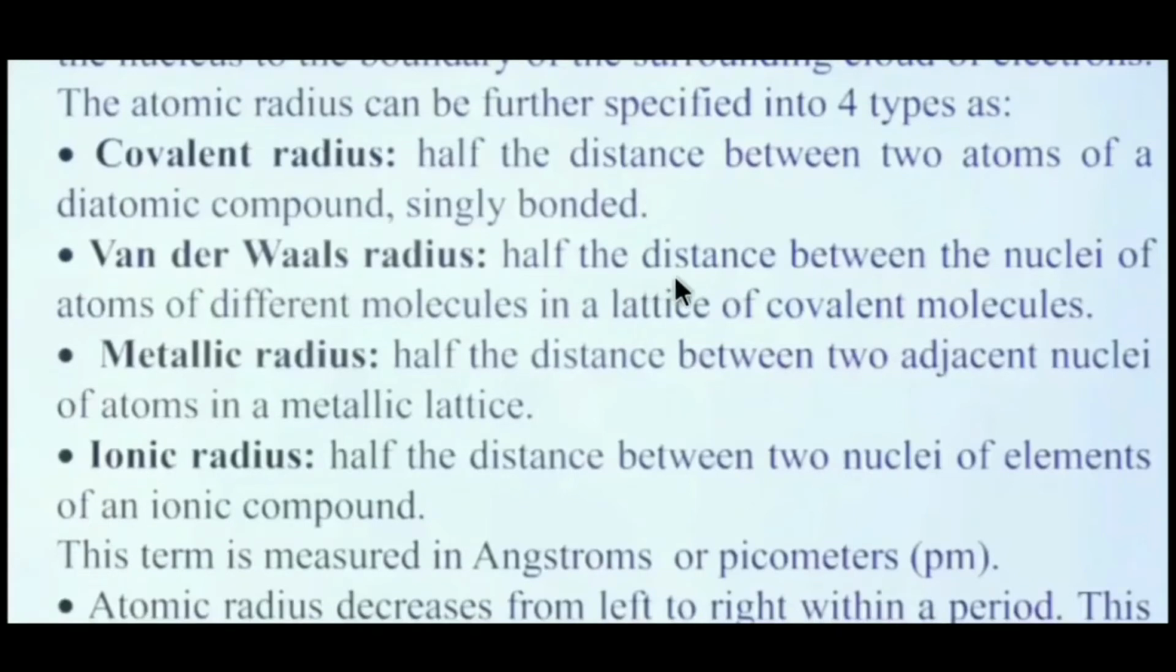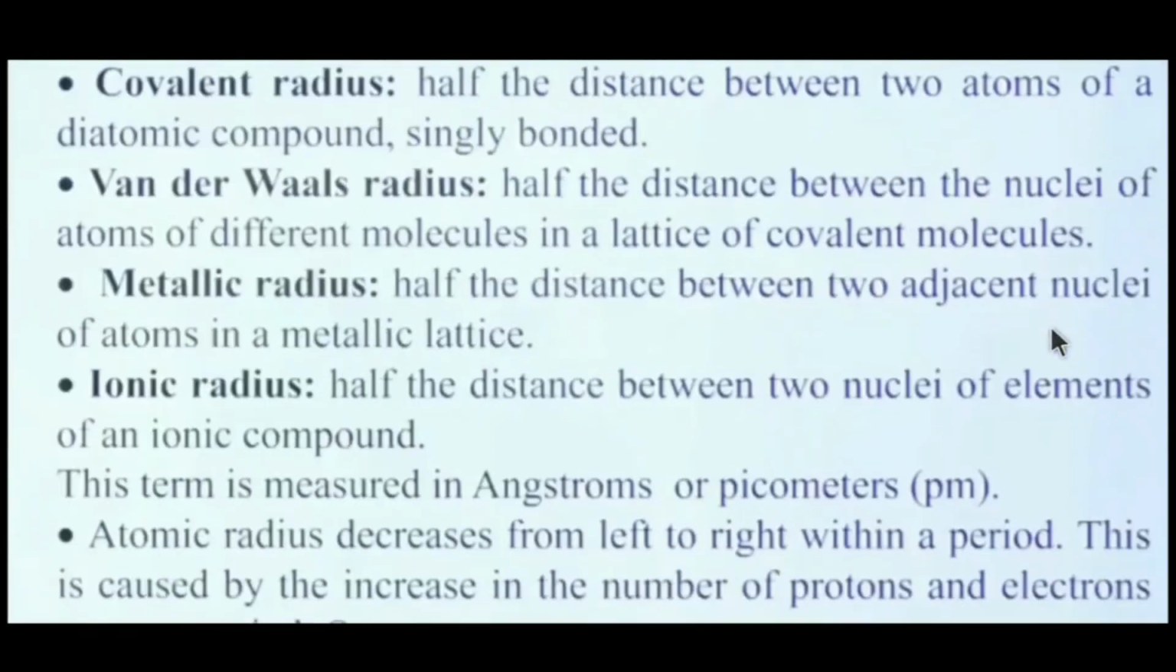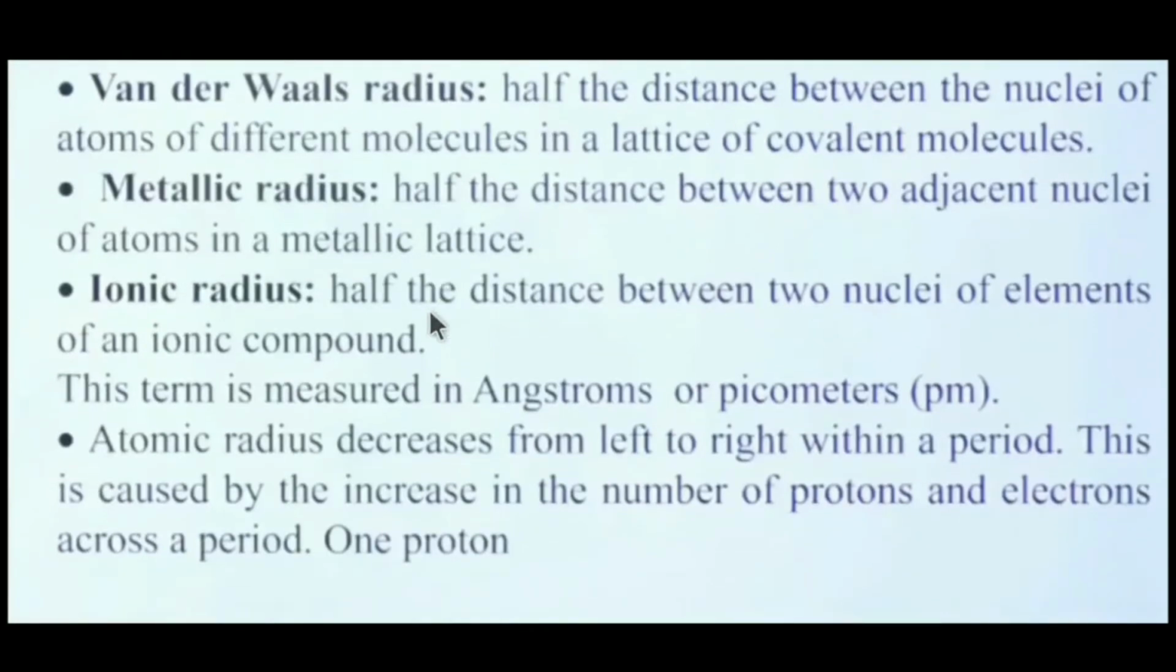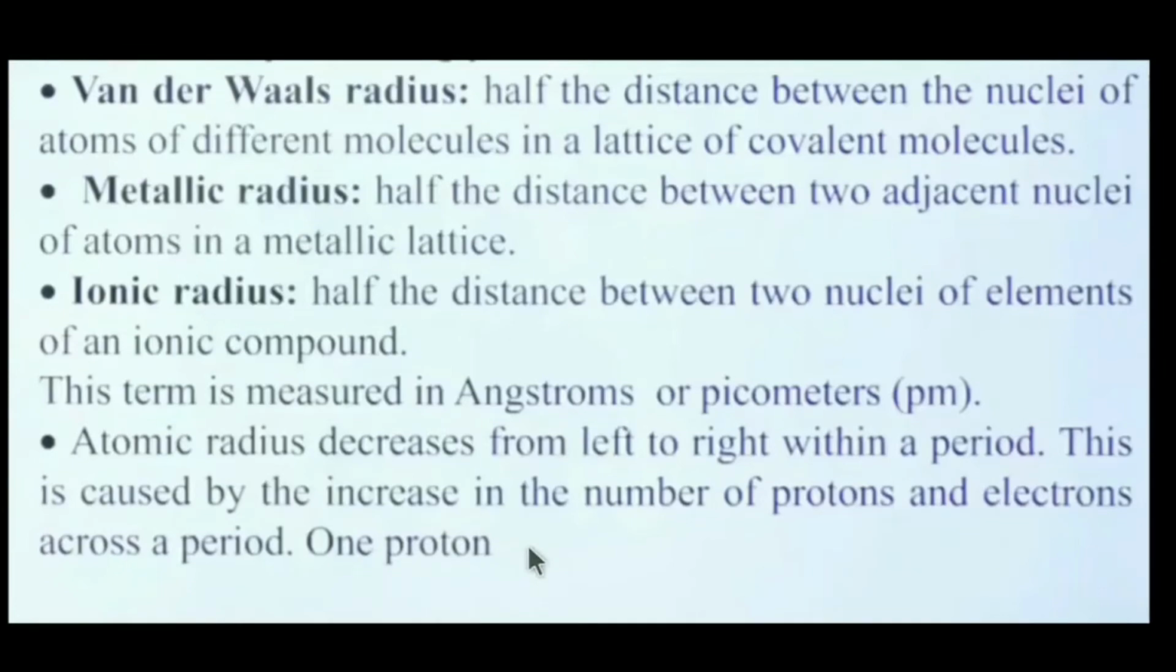Van der Waals radius, half the distance between the nuclei of atoms of different molecules in a lattice of covalent molecules. Metallic radius, half the distance between two adjacent nuclei of atoms in a metallic lattice. Ionic radius, half the distance between two nuclei of elements of an ionic compound. This is measured in angstroms or picometers. Atomic radius decreases from left to right within a period. This is caused by the increase in the number of protons and electrons across the period.